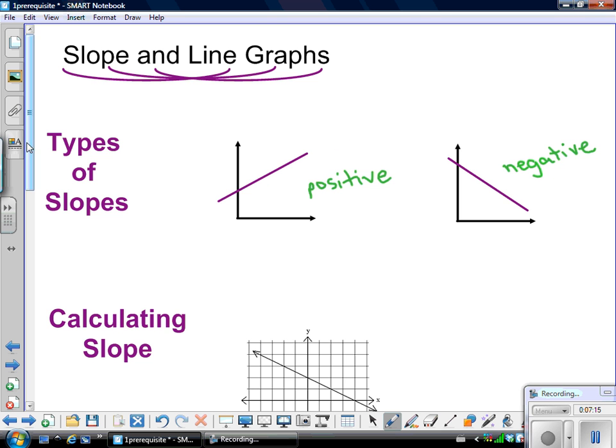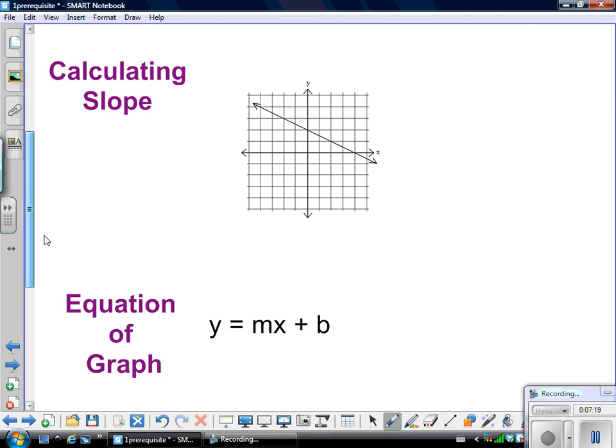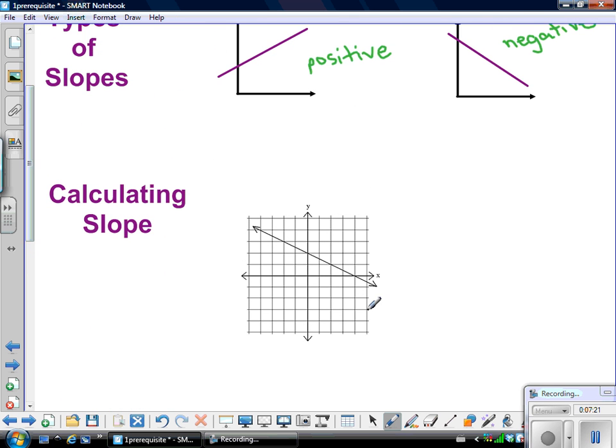Again, very much a review of what you already should know. Now, we're going to look at calculating slope and then equation of the graph. So if I'm looking at calculating slope, remember slope is rise over run, or so slope we often use m. So it's rise over run. The other terminology that we've used with slope has been delta y over delta x. So both of those you've seen before.